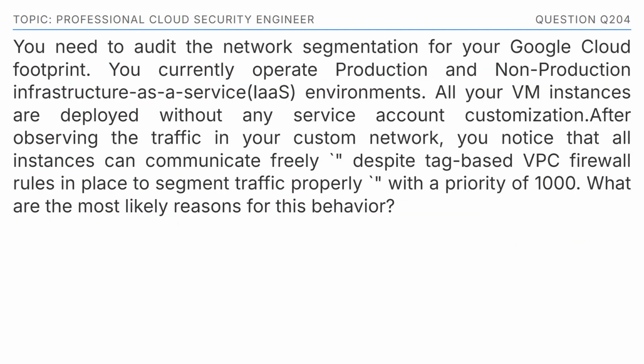You need to audit the network segmentation for your Google Cloud footprint. You currently operate production and non-production infrastructure as a service, IaaS, environments. All your VM instances are deployed without any service account customization. After observing the traffic in your custom network, you notice that all instances can communicate freely despite tag-based VPC firewall rules in place to segment traffic properly with a priority of 1000. What are the most likely reasons for this behavior?